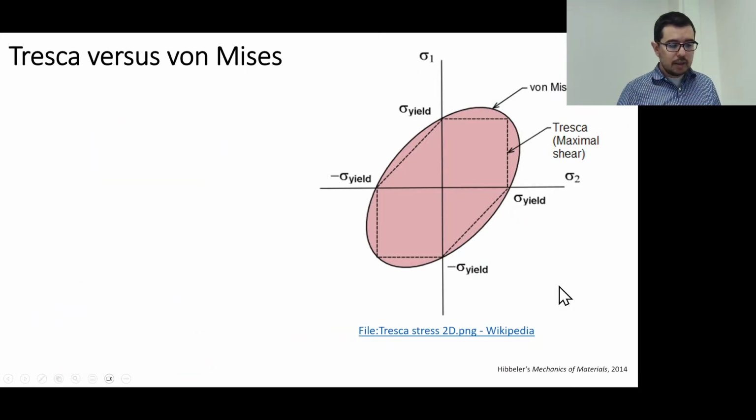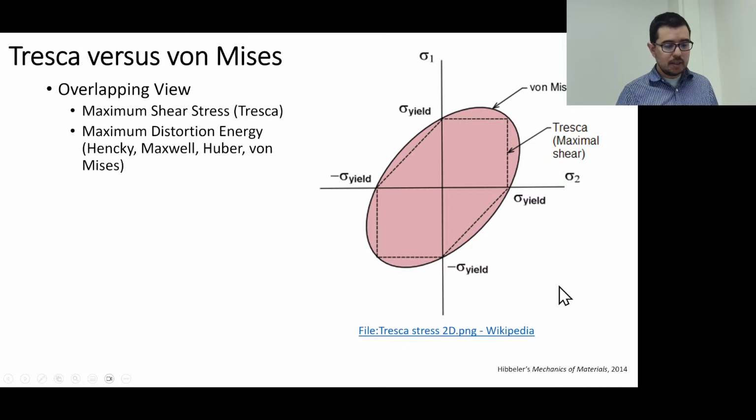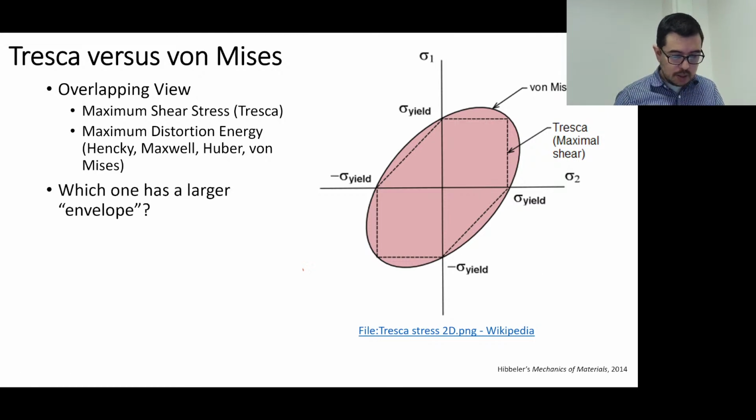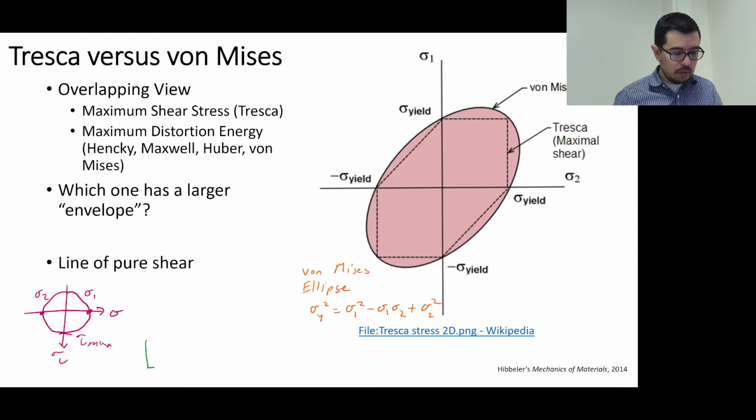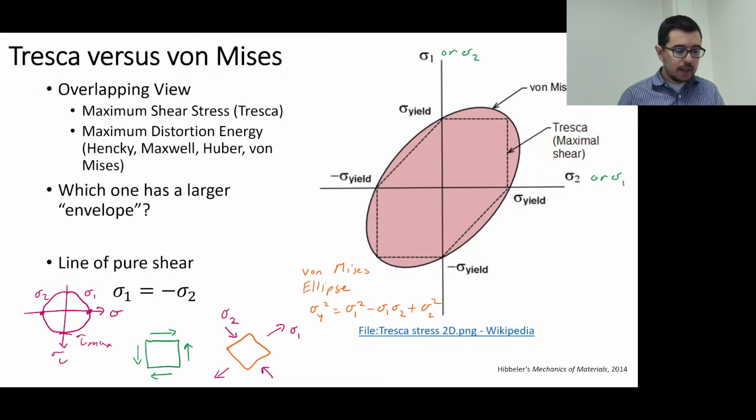All right, Tresca versus von Mises. Now you see sigma 1 and sigma 2 are flipped here. It doesn't matter. You can see they're both symmetric. So sometimes you'll see sigma 1, sigma 2 like this. Other times you'll see it where they write sigma 2 up there. All right, so which one has the larger envelope?